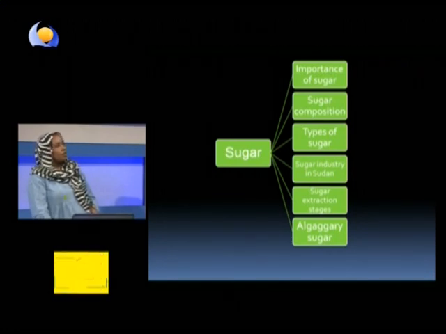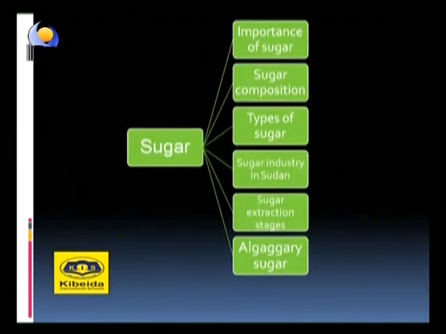Then the sugar industry in Sudan began in 1950, with different sugar factories in Sudan. Sugar extraction stages: how can we extract sugar from the beginning until we have pure sugar? The last one is one type of sugar, what we call delgegari or rural sugar.